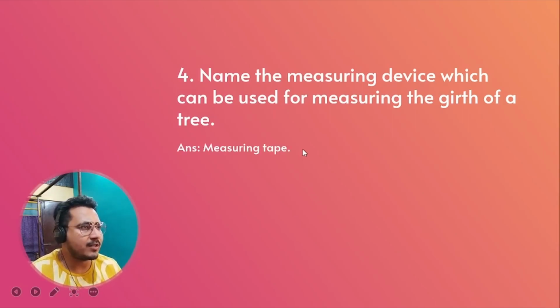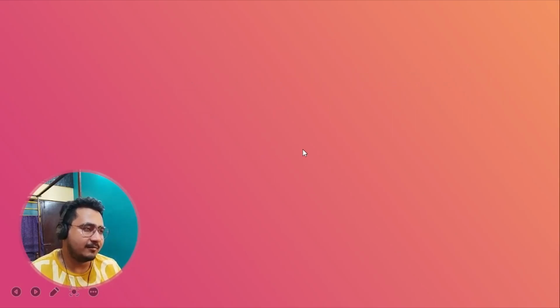The measuring tape is obviously the answer. If a measuring tape is there, the tape can be folded, right? And that is the difference between the scale and the measuring tape. So by that, you can also measure that thing. Okay. The next question is: give an example of linear motion.